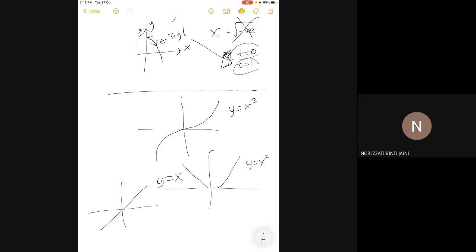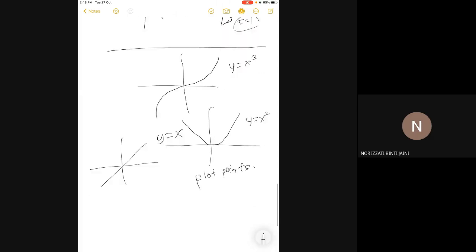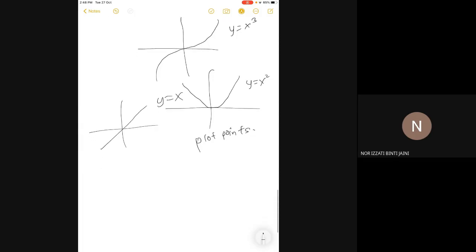So basically kalau you tak nampak bentuk, just plot the point lah. Okay, how many points do you have to plot? Well, actually, you can plot as many as you want, as long as you can already see the pattern of your equation. Maksud dia bentuk dan shape tu kalau dah nampak dah, awak tak perlu nak plot banyak-banyak.